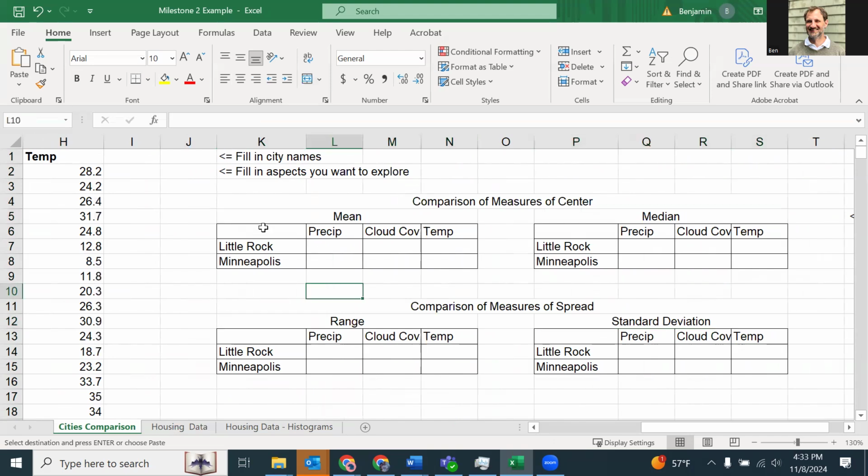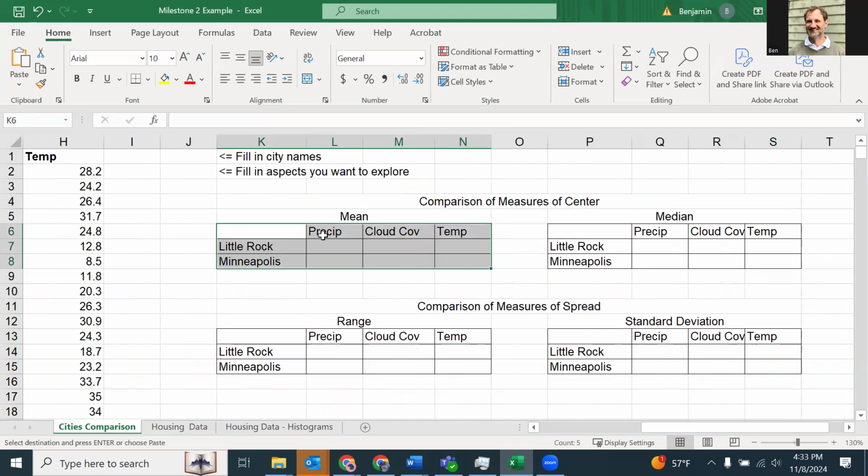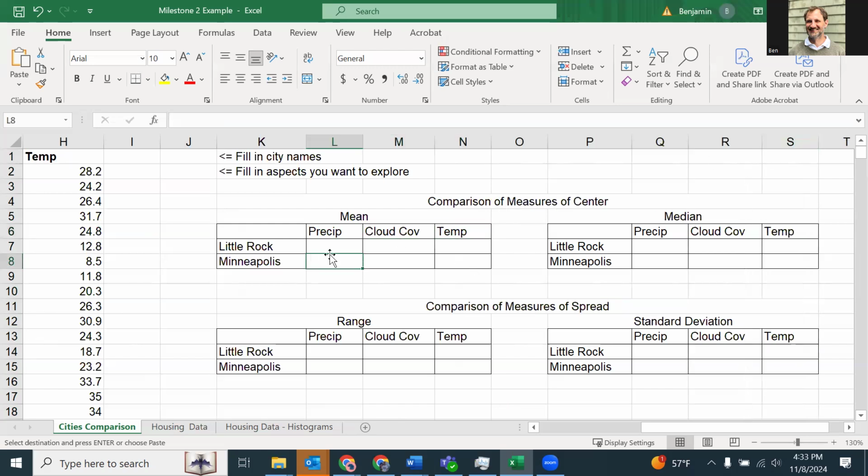And notice that I've filled these out with the relevant aspects that I'm interested in. I care about precipitation, which is how much it rains or snows. I care about cloud cover because I want sunshine, and I care about temperature because I want it to be kind of warm. And I may be looking at the wrong cities for that. I don't know. Let's find out.